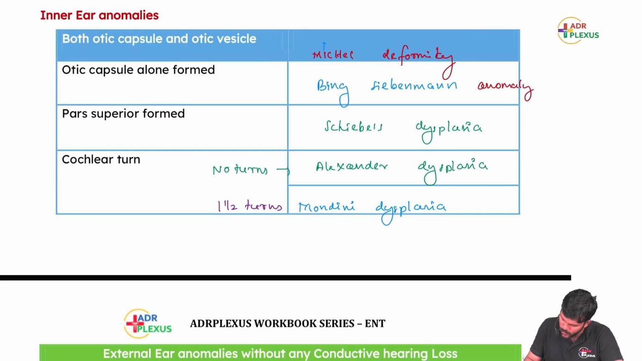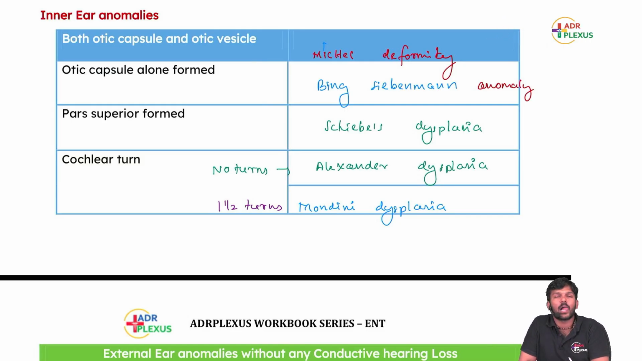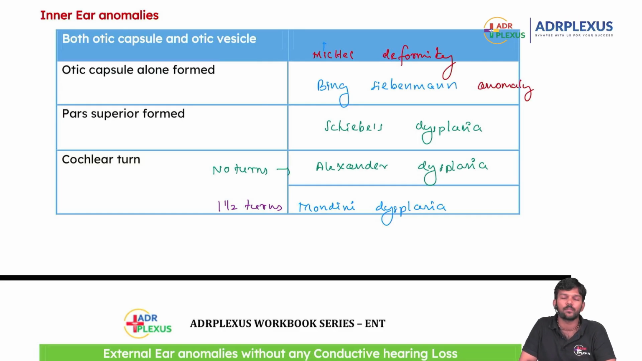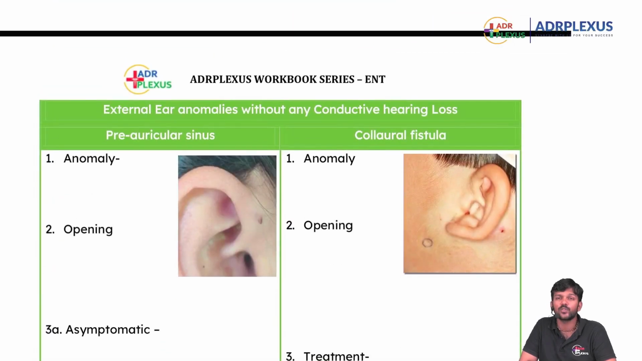Alexander dysplasia. Alexander dysplasia. Understood? So that's why I have stressed so much upon the pattern of this development. So now you are very much sure about the pattern and you are sure about the names of the anomalies. Okay, fine. Now we'll get into more similar and commonly asked anomalies.